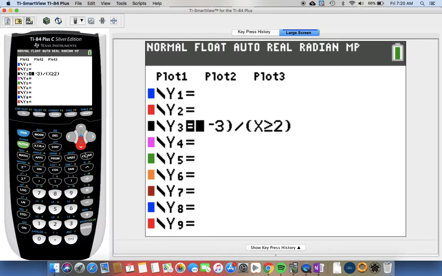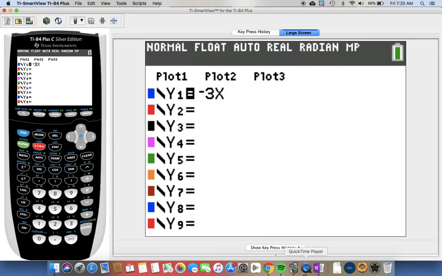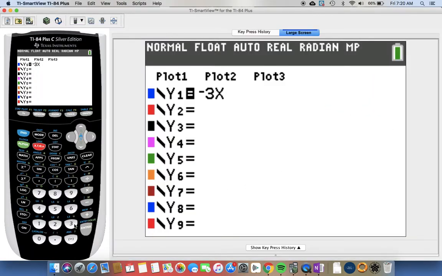If you have not already watched the video, it is kind of nice to know how to graph piecewise functions using a graphing calculator, but it's not something that's required, especially since you should be able to do it by hand. So let's see, our two equations were negative 3x plus 3 and negative 3x minus 2.